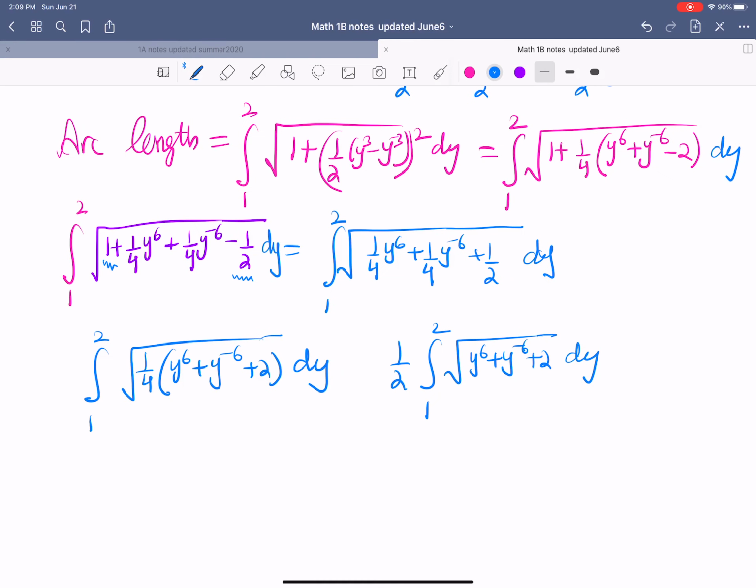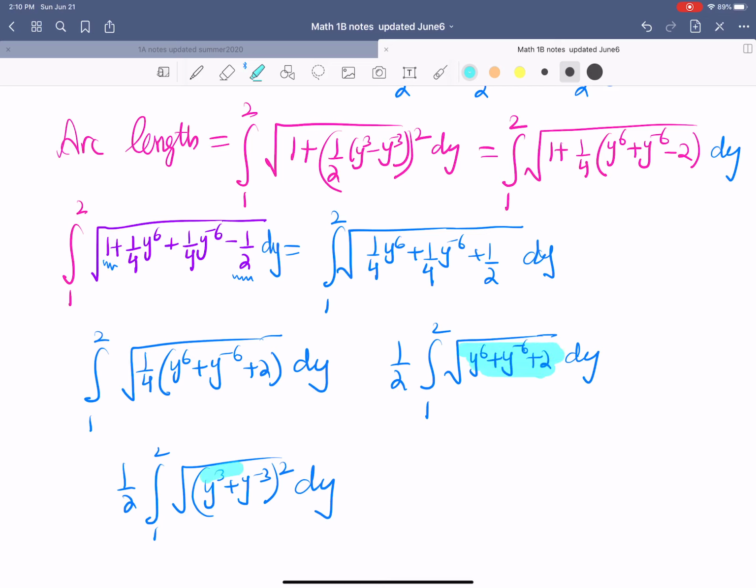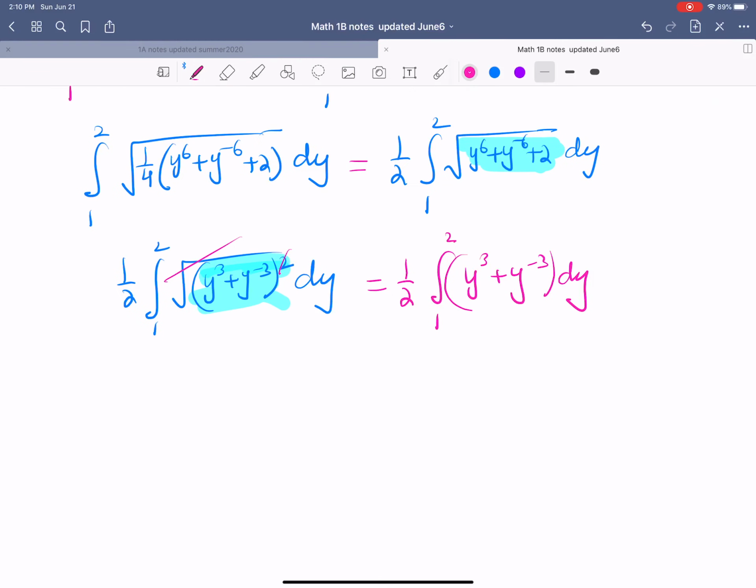And I do have a perfect square inside now. If I FOIL y to the third plus y to the negative third, if I square this, I would get this. Okay, so I do have a perfect square. Now again, the square and the square root are going to cancel each other. So I'm left with 1/2 going from 1 to 2, y to the third plus y to the negative third dy. This integral is not too difficult.